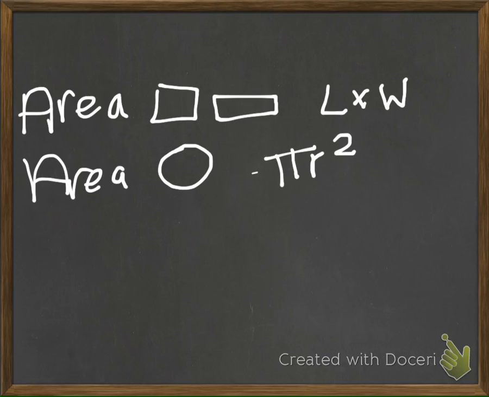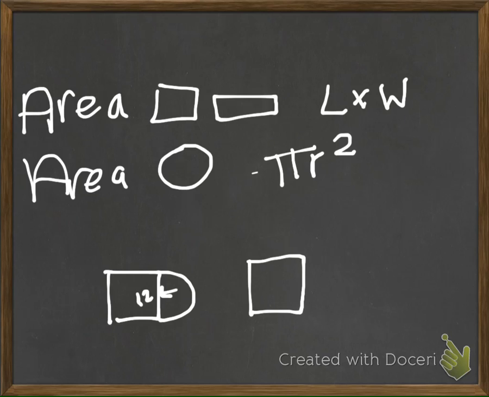Okay, so what if we have a square that has a half a circle? And it tells us that this line is 12. And by this line, I mean this one. Okay? Now, how do we find the area? Well, we separate the shape into two figures. Now, if this side is 12, then that means this side is 12, this side is 12, and this side is 12.